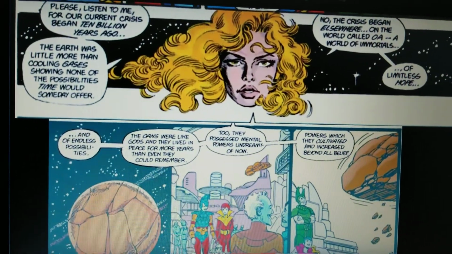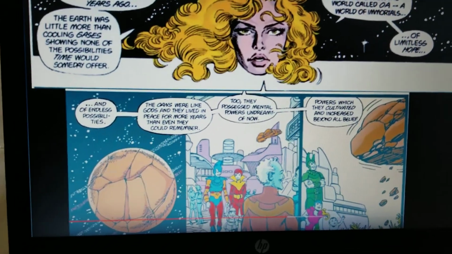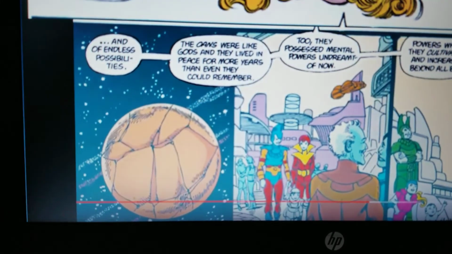Then she started to explain how the multiverse all came about, and what she explained was that at the start there was basically just one Earth.